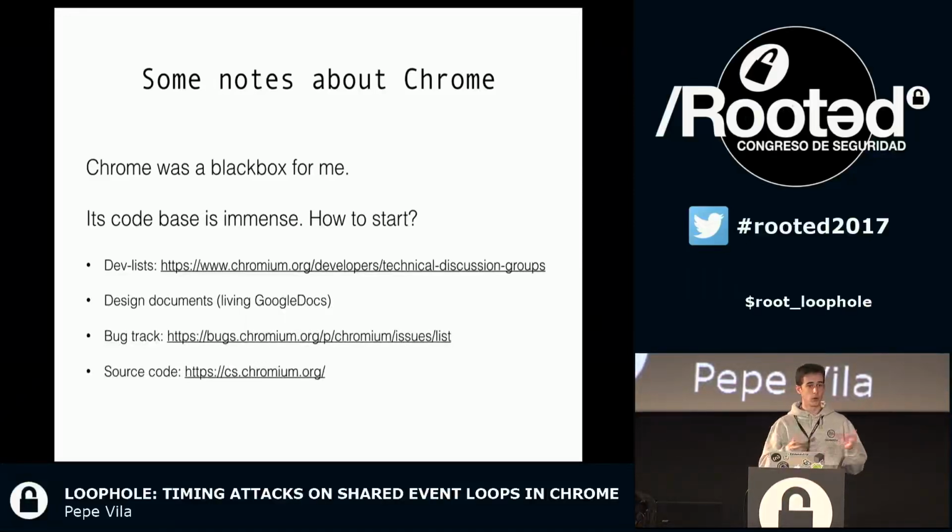So before I start, Chrome was a black box for me until recently. It renders things with HTML. So here is a good list of things where you could start. There are several alternatives like dev lists where you can actually ask questions, you can talk to developers. If you're interested in a specific functionality, you can find pointers and references about code in dev lists. That can be quite useful.